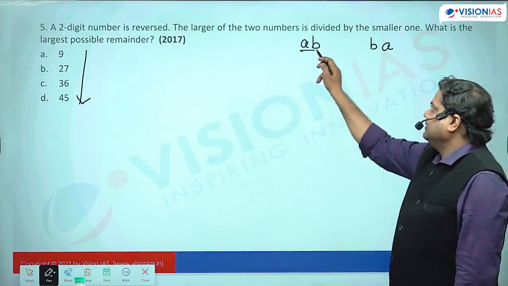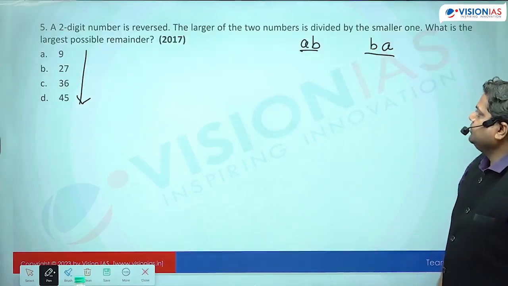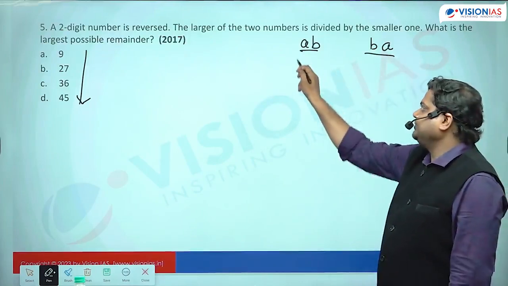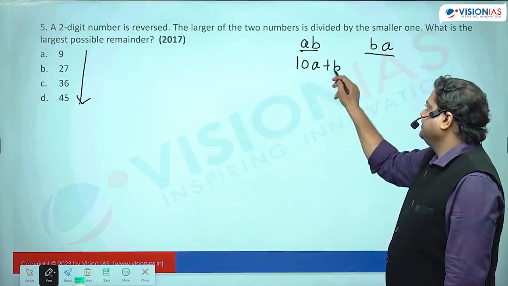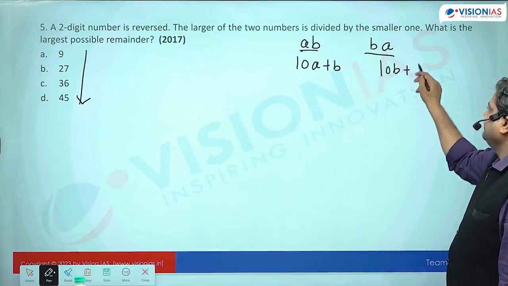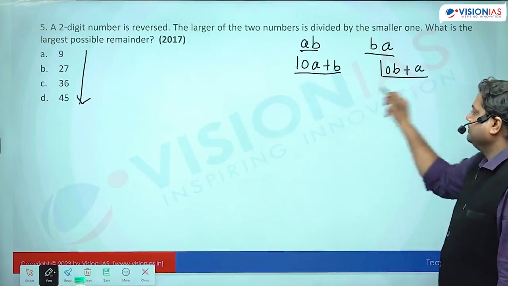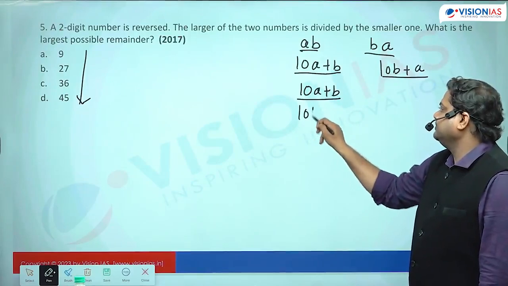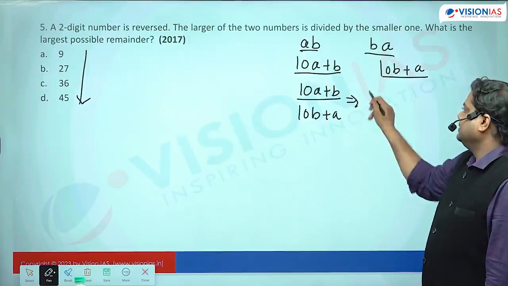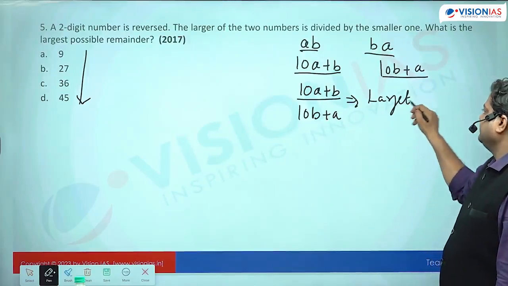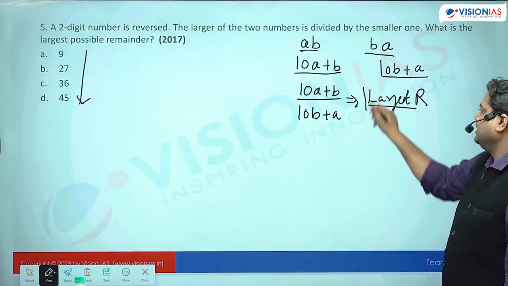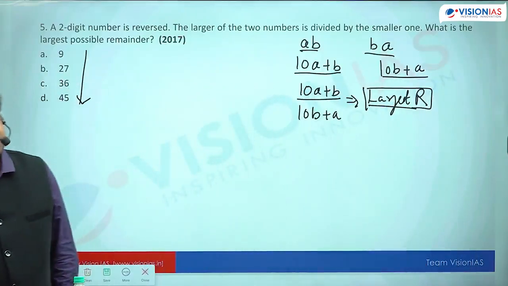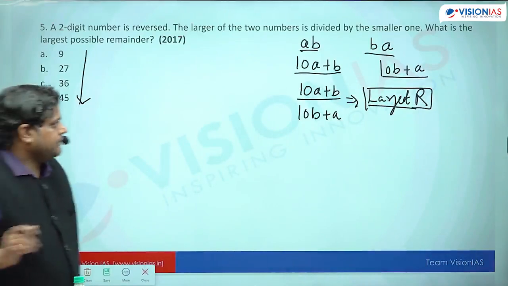What is given? The larger of these two numbers is divided by the smaller one. अगर place values we calculate, suppose this is the larger one, we are dividing by the smaller one. Largest remainder क्या होगा यहाँ पे? Are we getting any help with this? कुछ help होती दिख नहीं रही है. So what we can do?